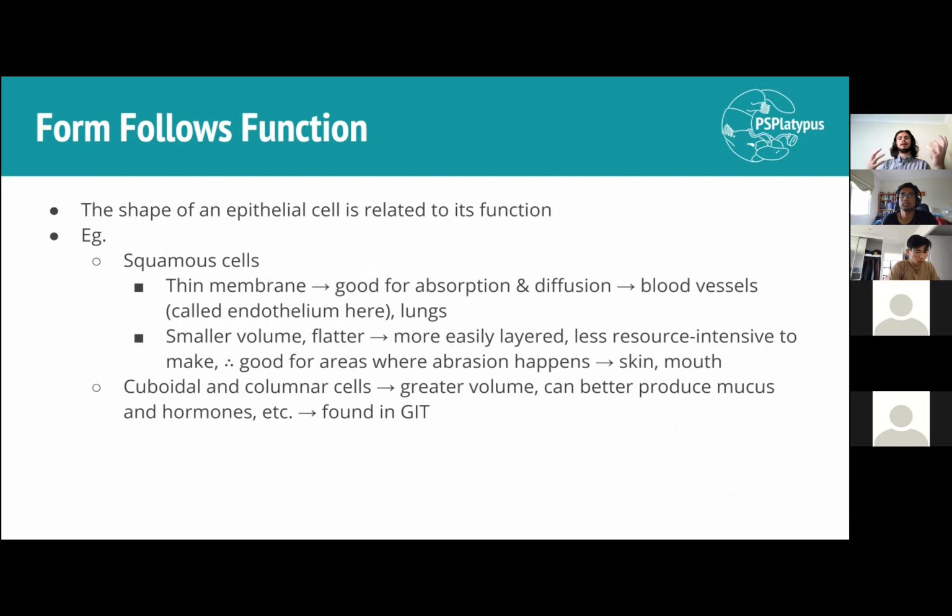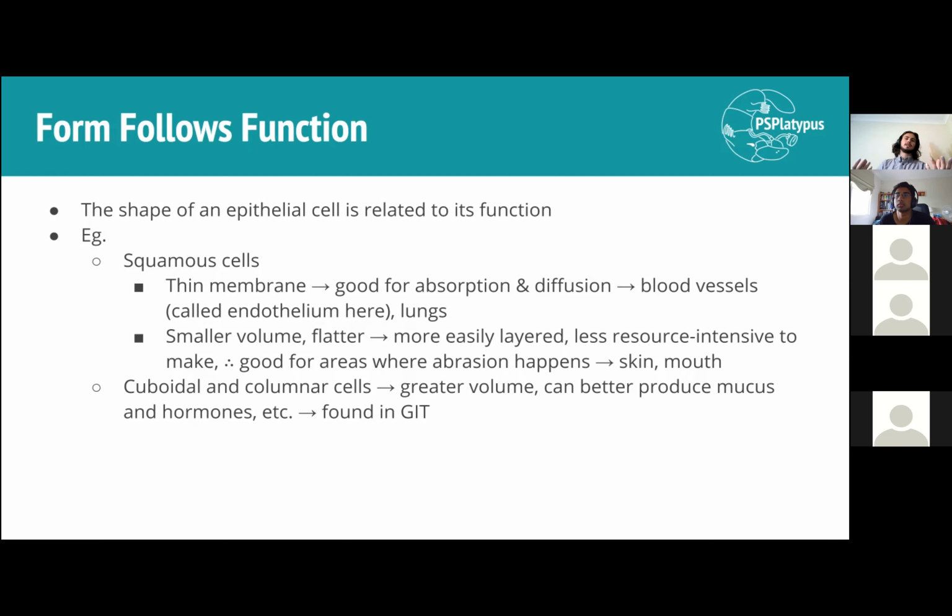And this is just a comment about histology, because a lot of the way that you'll be interfacing with epithelium is through looking at microscopic images of epithelial tissue. So I just wanted to give you a bit of advice on how to identify different types of epithelium. A really important concept is that the shape of an epithelial cell, as with any cell, is related to its function. So we've evolved the shape of these certain cells in certain body tissues or certain spaces to perform specific functions.